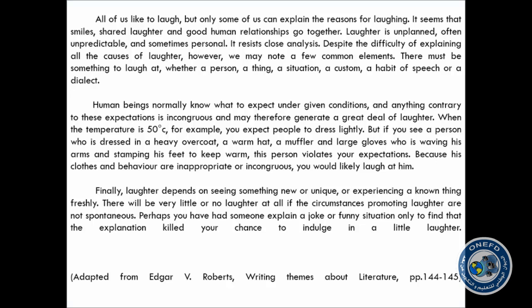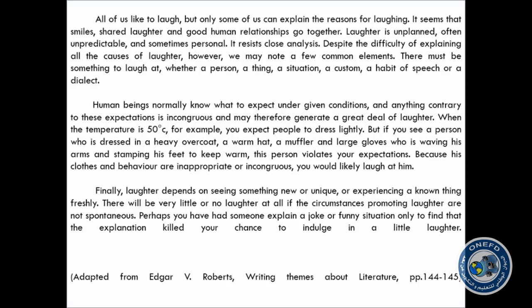heavy overcoat, a warm hat, a muffler, and large gloves, who is waving his arms and stamping his feet to keep warm, this person violates your expectations because his clothes and behavior are inappropriate or incongruous. You would likely laugh at him.